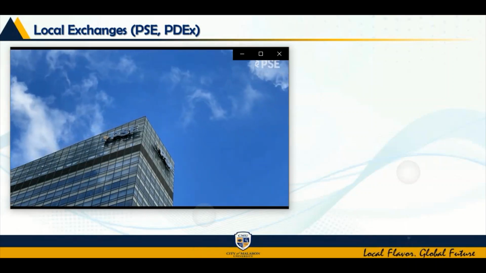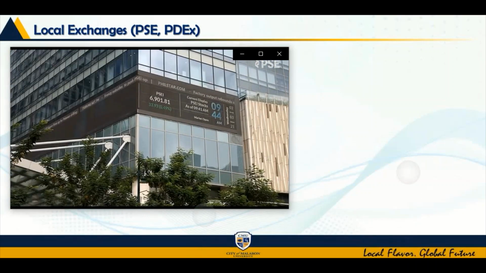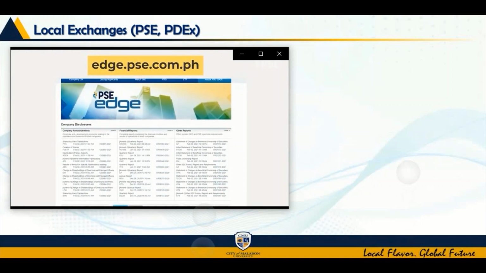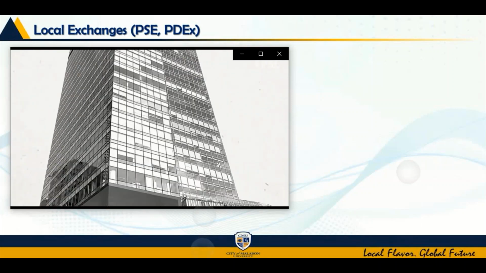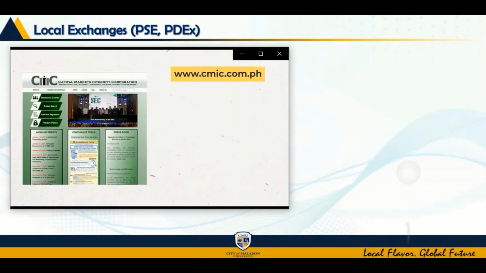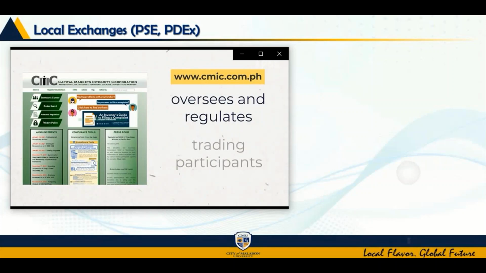The PSE helps maintain a fair and transparent market through its continuing disclosure requirements for listed companies. Meantime, its independent subsidiary, the Capital Markets Integrity Corporation, oversees and regulates trading participants.